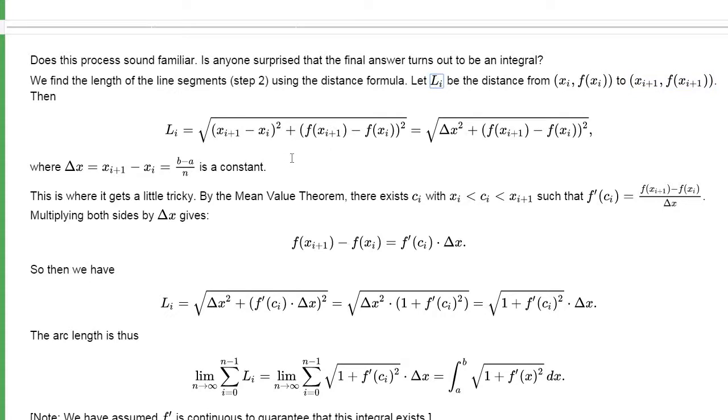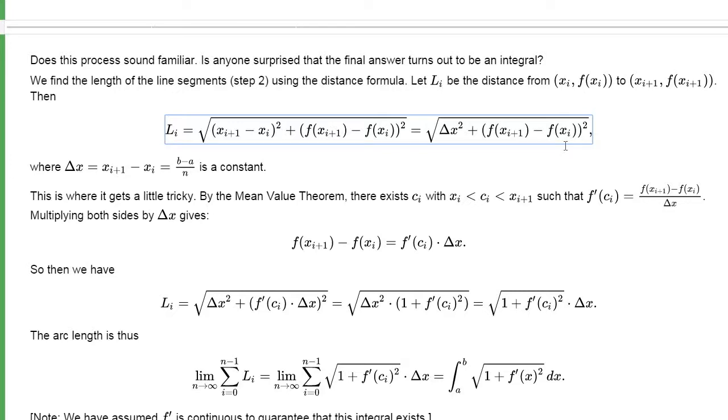The distance formula, when you're talking about ordered pairs, says you take the difference of the x-coordinates and square that, and then you take the difference of the y-coordinates and you square that. You add those two together and you take the square root of the whole thing, and that's the distance between those two points. Now the change in x here is constant because all our subintervals have equal width. I'm going to call that delta x, and that's equal to b minus a over n, just like it always has been. Now what do we do with this other part where we have the difference in the y-coordinates?